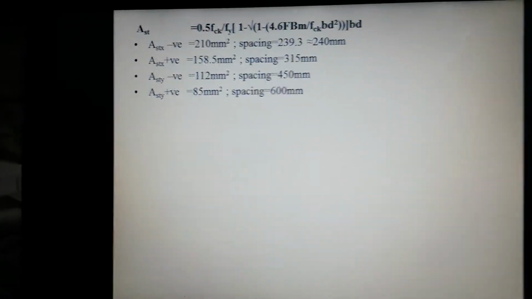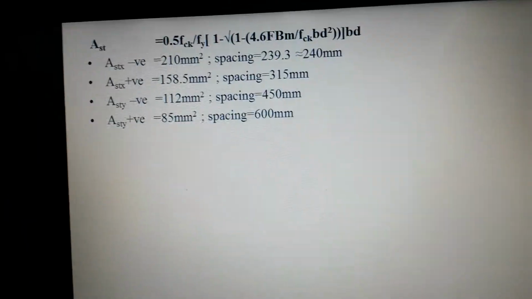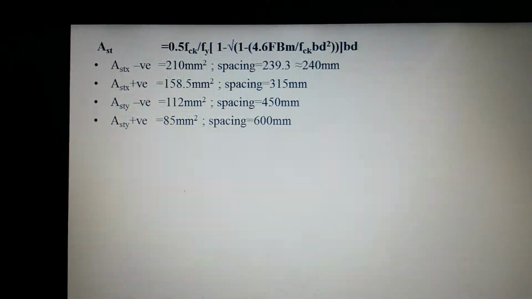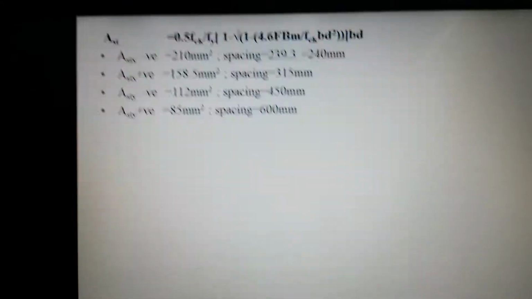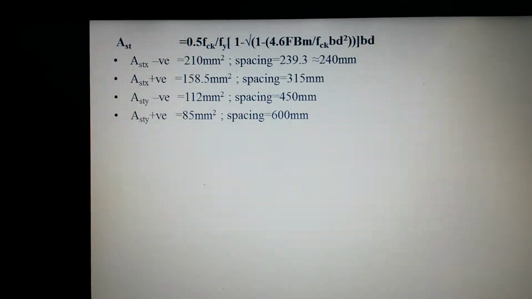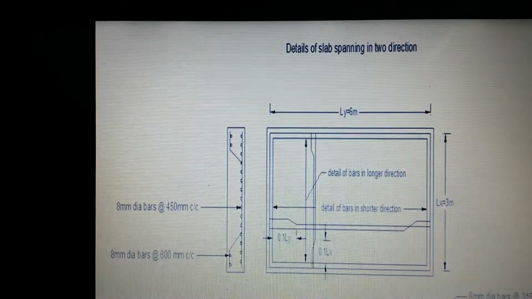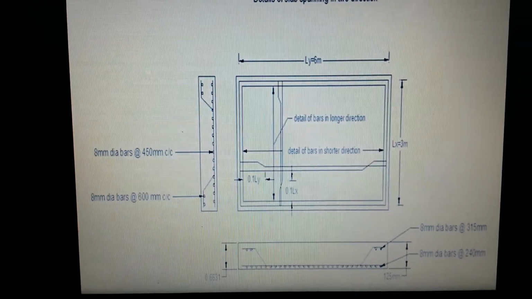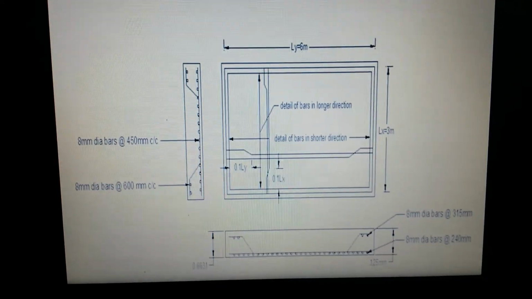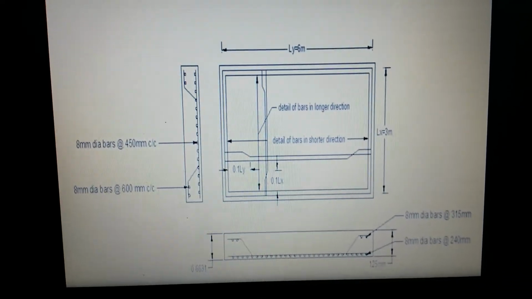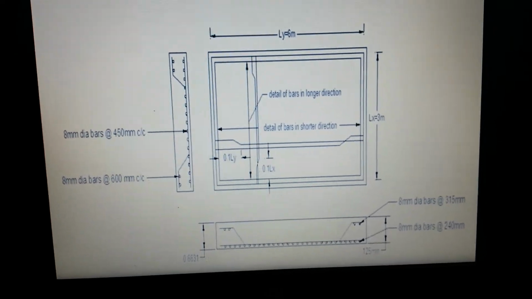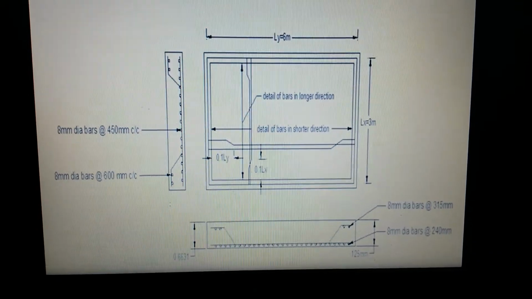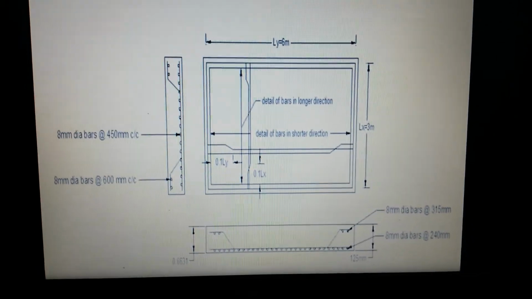Using this formula, the Ast required and the spacing are calculated. The Ast along the x direction and y direction for both top and bottom reinforcement is calculated, and the corresponding spacing is also calculated. This is the layout of our slab. We used 8 mm dia bars at 315 mm spacing and 240 mm spacing along the x direction, and 8 mm bars at 450 and 600 mm spacing along the y direction.